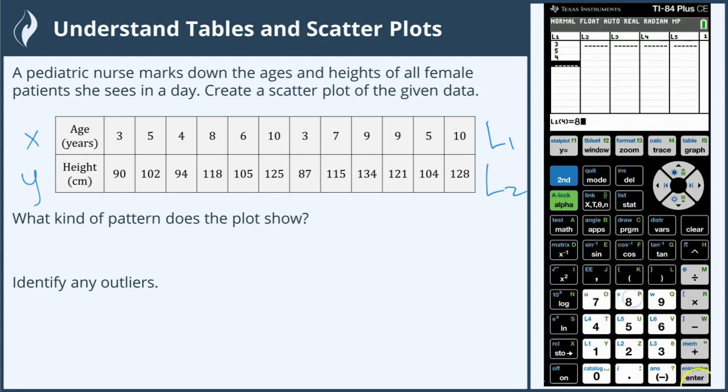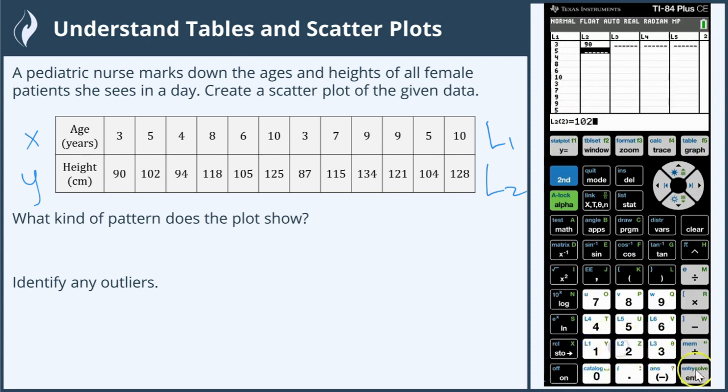So you do it with me: 3, 5, 4, 8, 6, 10, 3, 7, 9, 9, 5, and 10. So L1, you see it's at 13. That means I had 12 values that I input, which is a good little quick check.